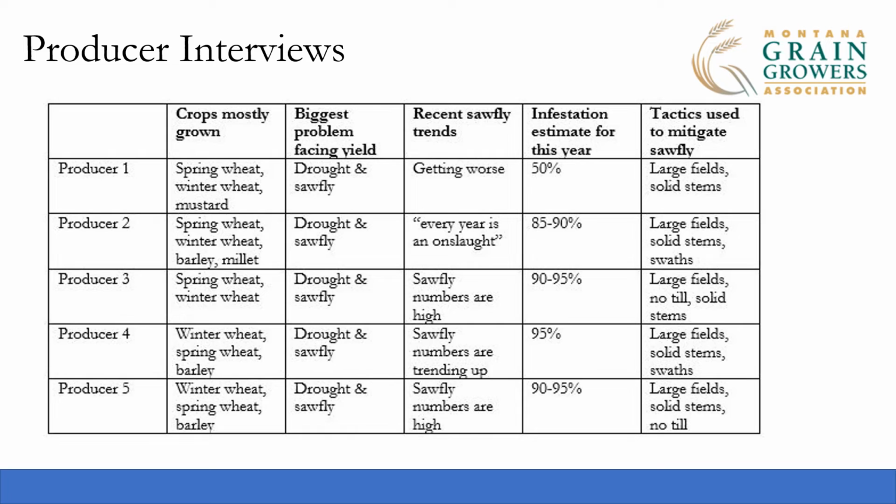So I asked these guys some general questions to get a sense of how they farm and their experiences with the sawfly. As you can see, all these farmers have had very similar experiences. For the most part, they grow the same crops and use the same management techniques. The biggest difference there was with swathing and no-till. Producer number 2 said he swaths his hollow stem varieties every year because that's how bad the infestation usually is.